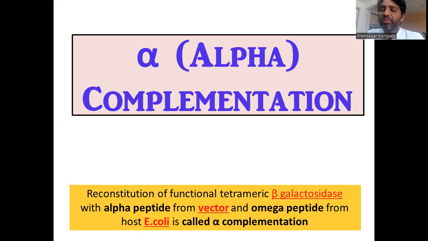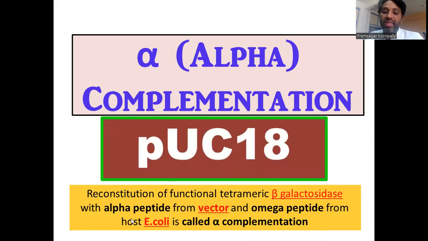To understand the concept of alpha complementation, we should be aware of three things: beta galactosidase, the vector, and E. coli. The first thing you should be aware of is beta galactosidase and its properties. The vector here is pUC18, and the E. coli host. If you understand these three things, it will be peanuts to understand alpha complementation. So first, I'll explain beta galactosidase.